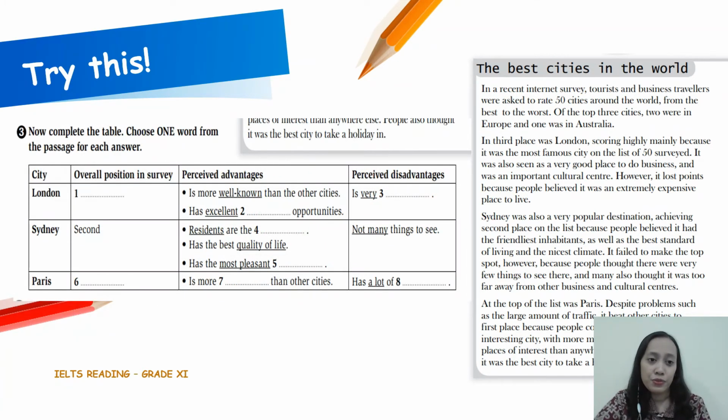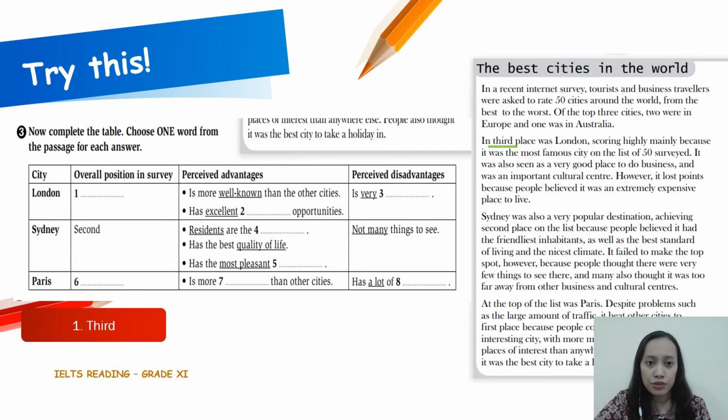Okay, we will start first with London. If you skim the text, you will find that each city is described clearly in a different paragraph. And for London itself, we can find it easily in the second paragraph. For number one, overall position in survey for London. It is clearly written here in the text, in the first line of the second paragraph: in third place was London. So it's clear that London was in the third position. It is the answer for number one.